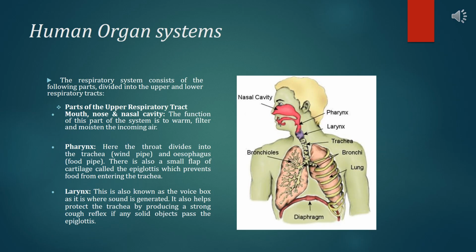Parts of the upper respiratory tract: mouth, nose, and nasal cavity. The function of this part of the system is to warm, filter, and moisten the incoming air. Pharynx. Here, the throat divides into the trachea (windpipe) and esophagus (food pipe). There is also a small flap of cartilage called the epiglottis, which prevents food from entering the trachea. Larynx. This is also known as the voice box as it is where sound is generated. It also helps protect the trachea by producing a strong cough reflex if any solid objects pass the epiglottis.